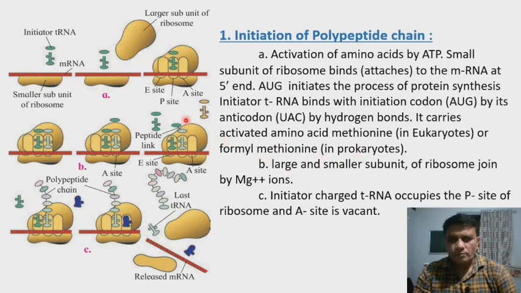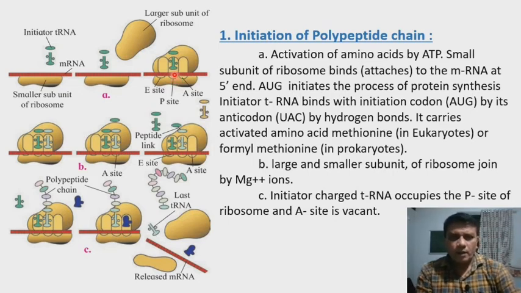So simultaneously the larger subunit as well as the smaller subunit join to each other with the help of Mg++ ions. Then this initiator tRNA occupies the P site of the ribosome and the A site remains vacant.